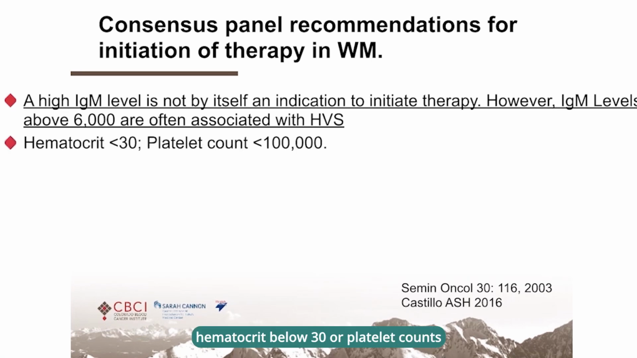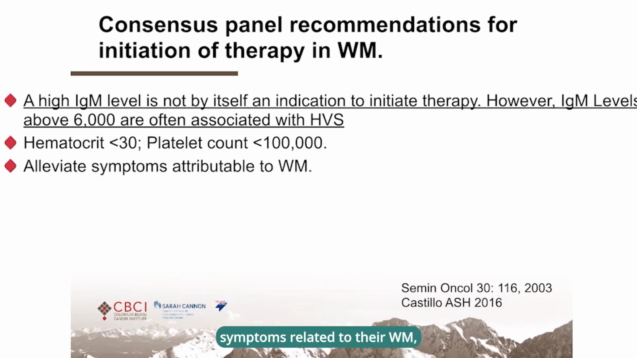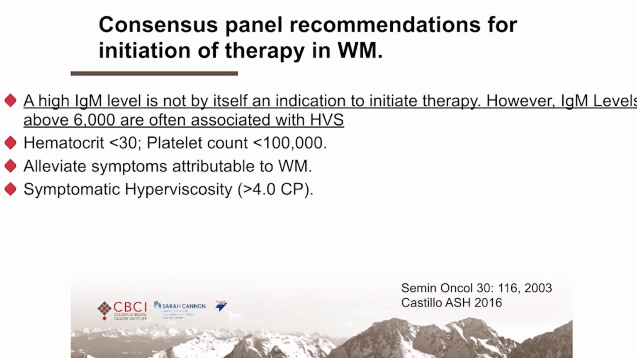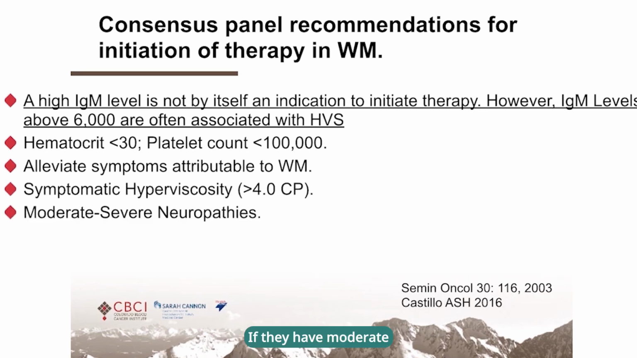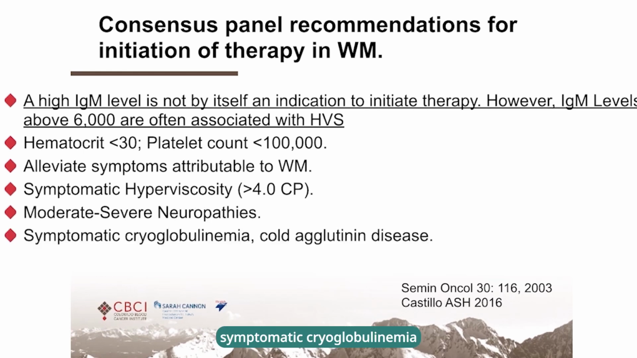If patients have hematocrits below 30 or platelet count below 100,000, that's considered an indication to initiate treatment. If patients have symptoms related to their WM, of course, we would want to treat those patients. If patients have symptomatic hyperviscosity, we need to treat those patients, and somewhat urgently. If they have moderate to severe neuropathy, those patients are candidates for therapy. And if they have symptomatic cryoglobulinemia or cold agglutinin disease, those patients also should be treated. So we have reasons to treat WM based on lab tests and on symptoms.